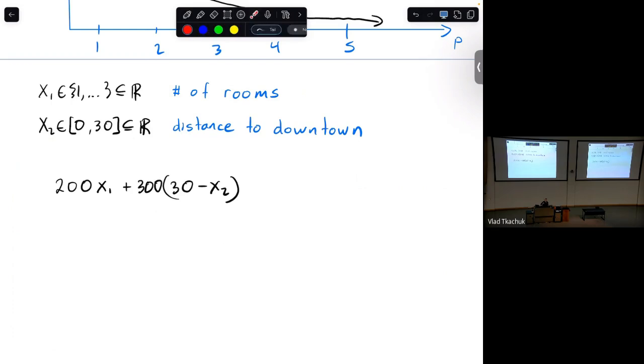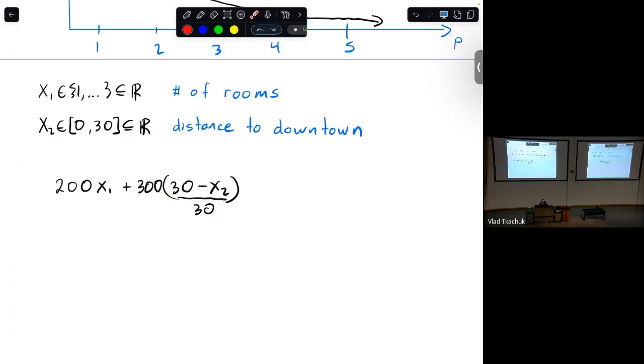So let's interpret what this would look like. If x2 is 0, you're in downtown. And let me normalize this, so if x2 is 0, then you end up with 30 over 30. You end up with 300,000 extra dollars for your house. If x2 is 30, then you end up with 30 minus 30, you get 0, and you're basically on the outskirts of Edmonton, and you just end up with this term. This is what we were limited to before.